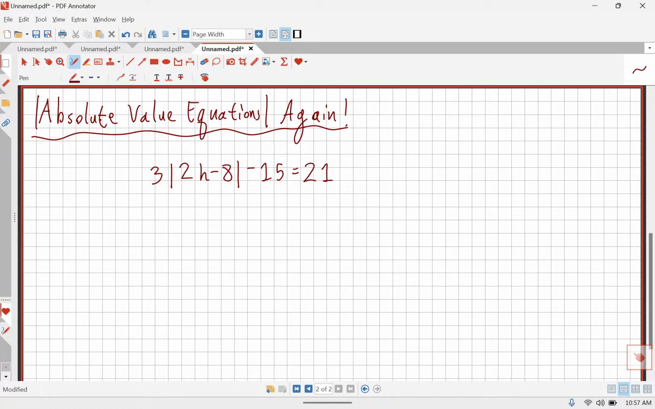So we need to somehow make this look like the absolute value of 2h minus 8 just equals something. I need to make that look like the absolute value of 2h minus 8 equals something, because then I can split it up and do what I want to do. How many of you remember Abby's method and see exactly maybe what we should be doing here?